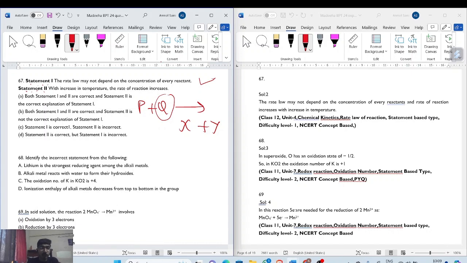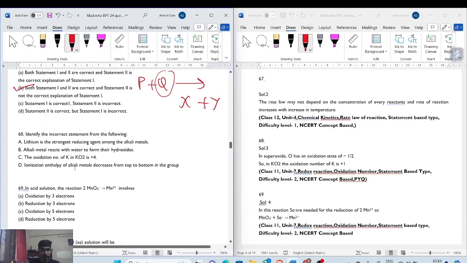Statement 2: with increase in temperature, the rate of reaction increases. This statement is also correct, because when we increase the temperature, the rate of reaction increases up to an extent, but after that extreme point it starts decreasing. But statement 2 is not the correct explanation because it is not talking about rate law. So statement 1 is true, statement 2 is also true, but not the correct explanation. So option number B is our correct answer.